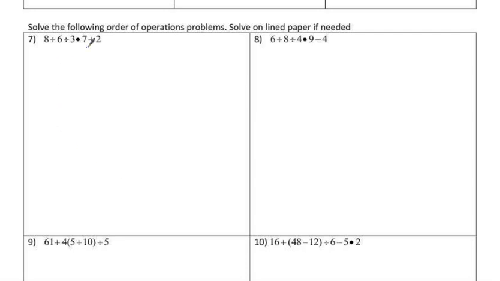So if we look at number 7, I'm going to write my GEMDOS down the side. I do not have any groupings. I do not have any exponents, but I do have multiplication and division. This division right here comes first. 6 divided by 3 is 2. Bring everything down around it.